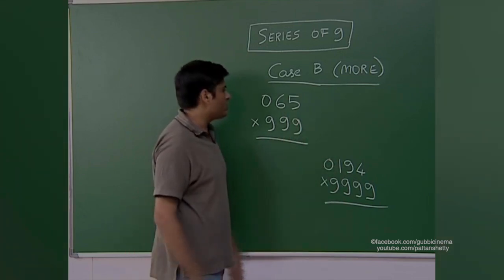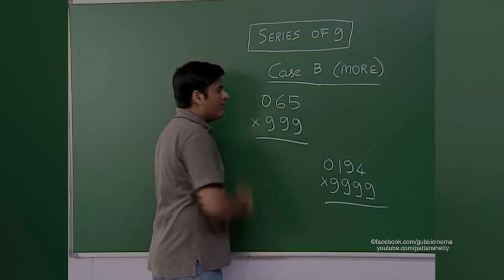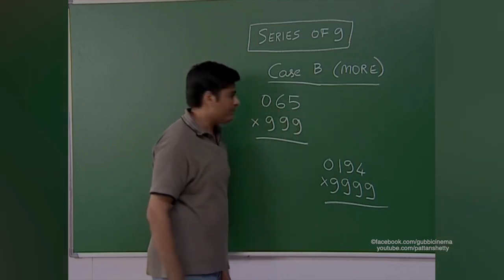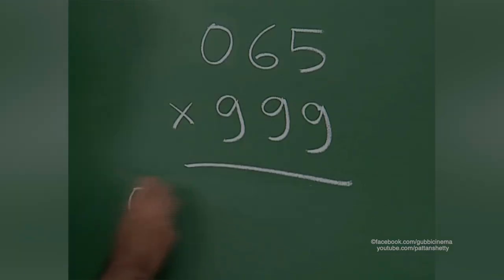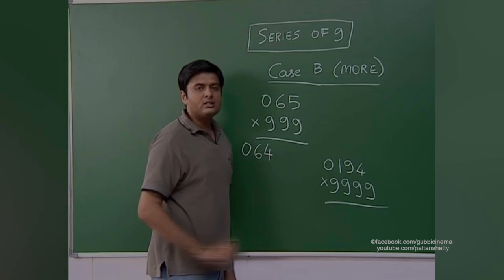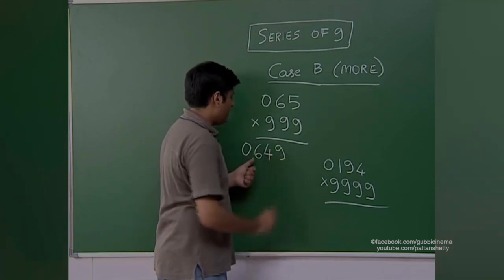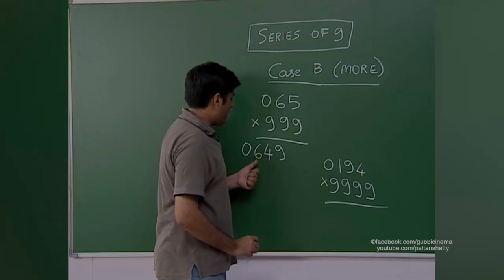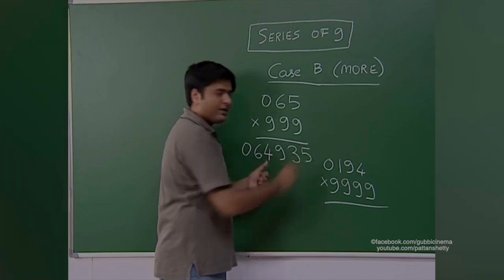Now, we will use the same technique that we just saw. From this number, subtract 1 and write down. 065 minus 1 is 064. And next, subtract each digit from 9 and write down. 9 minus 0 is 9. 9 minus 6 is 3. 9 minus 4 is 5.